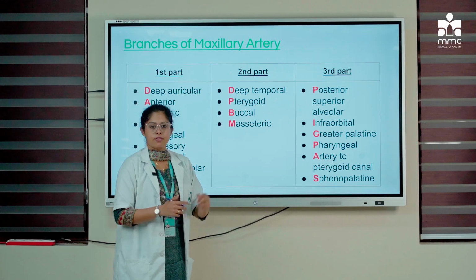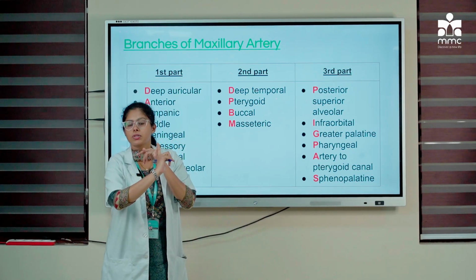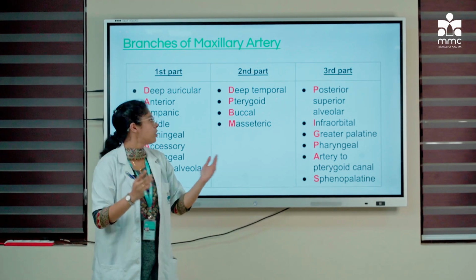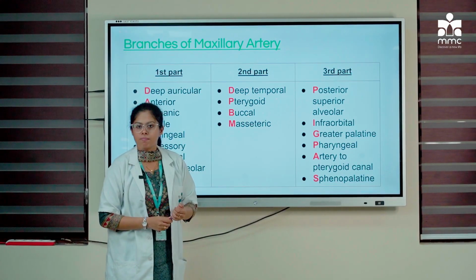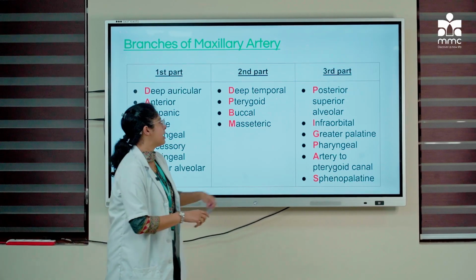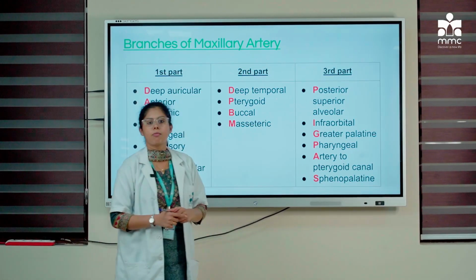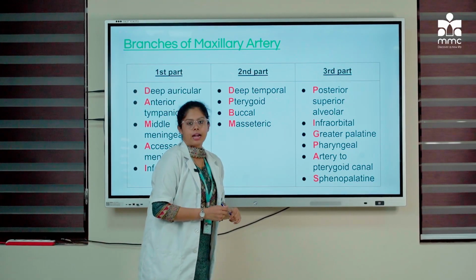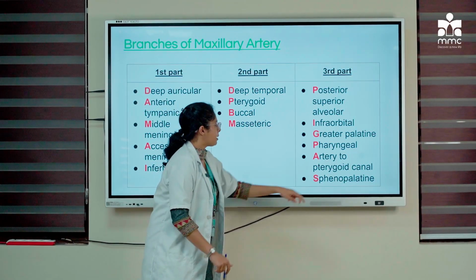Second part is basically, first of all, the muscular branches. So, just think about the muscles you get in this infratemporal region. If not, come with DPMD. You have two ways to remember it. And in the third part, you have the mnemonic PIG PAS. So, using this PIG PAS, you can recollect the branch names.